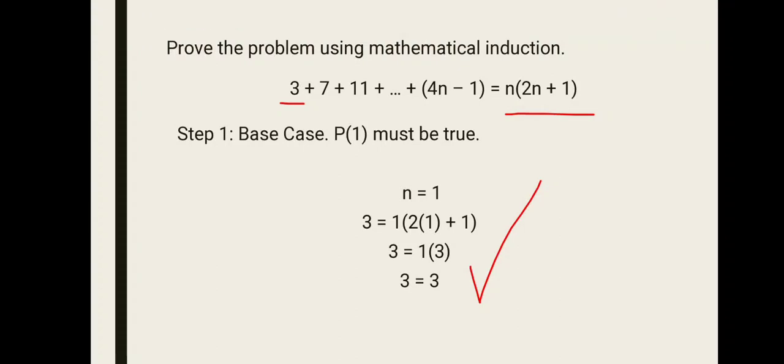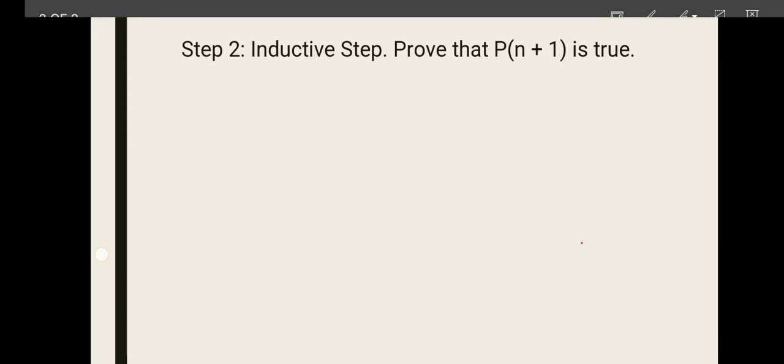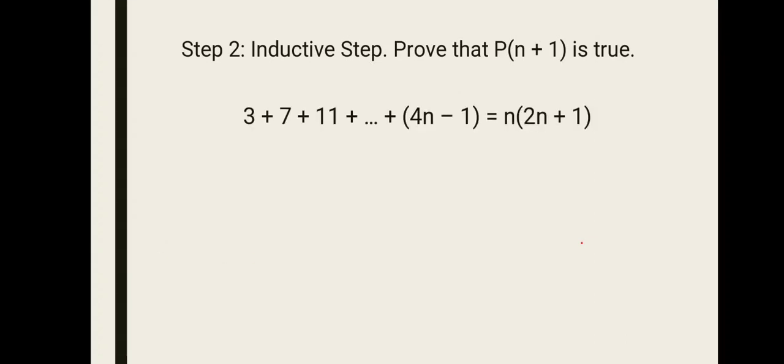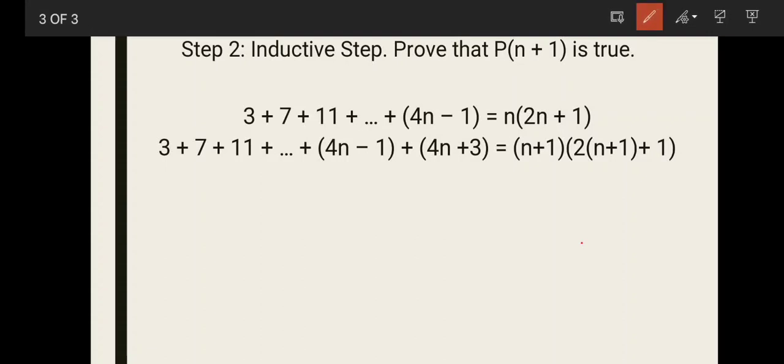So right after we proved that our base case is true, we can now proceed to the next step, which is the inductive step. We need to prove that P of n plus 1 is also true. So we just copy here the equation, and then for the next step, we added here the next term of the equation. So how did we arrive with 4n plus 3?